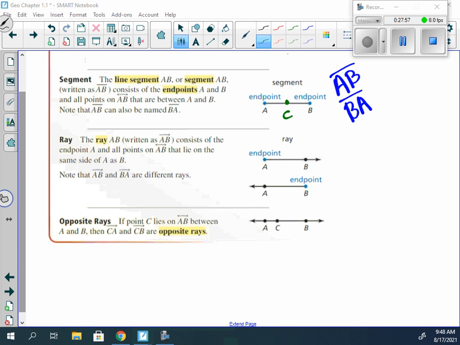Now, opposite rays are two rays that go in, what would we guess, opposite directions that share a common endpoint. Wait a minute, what does that look like? A line. Opposite rays make a line. I'm going to make one more note with rays about how we write them here in a minute.